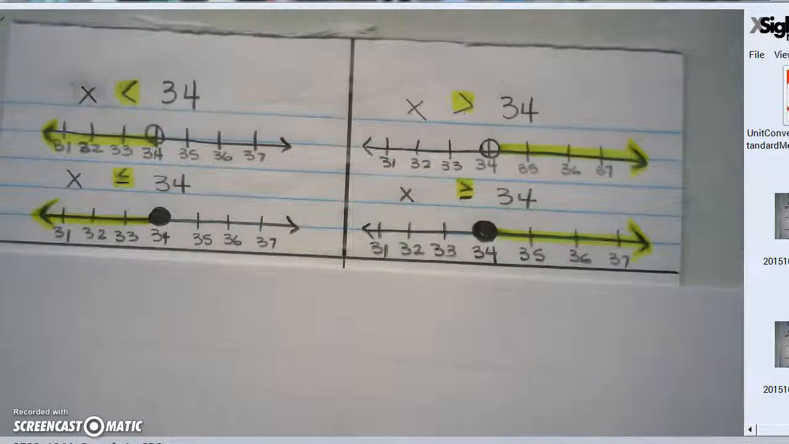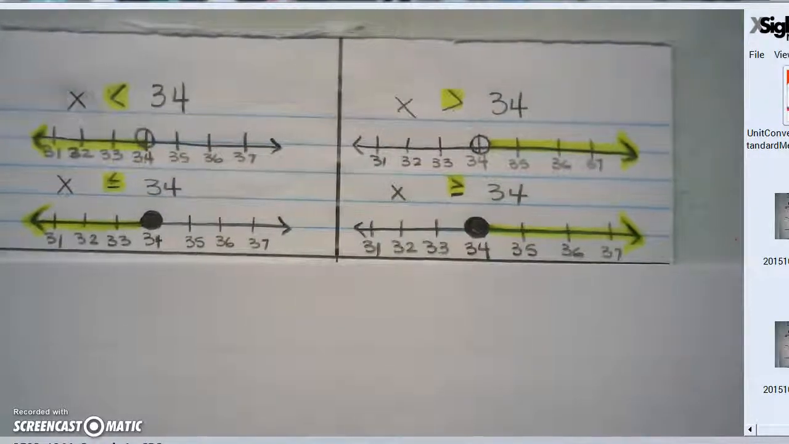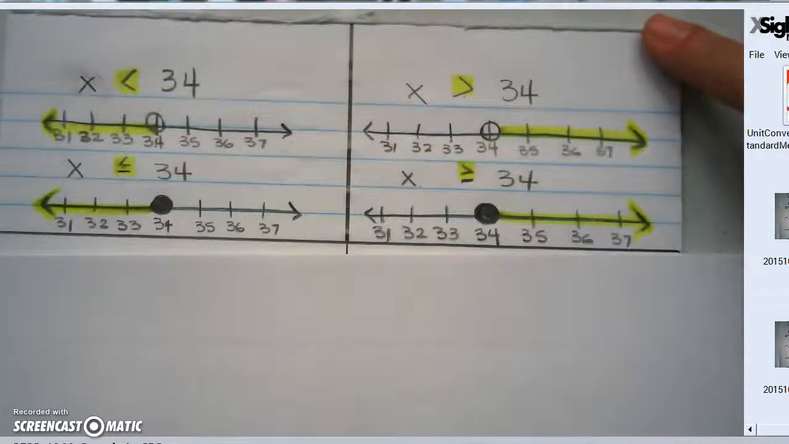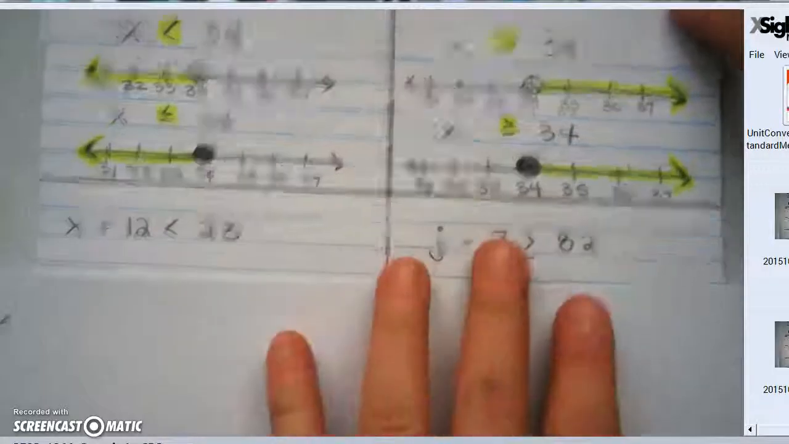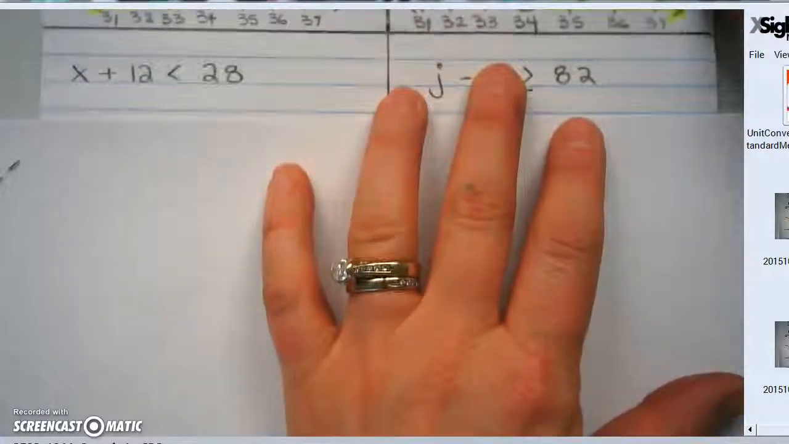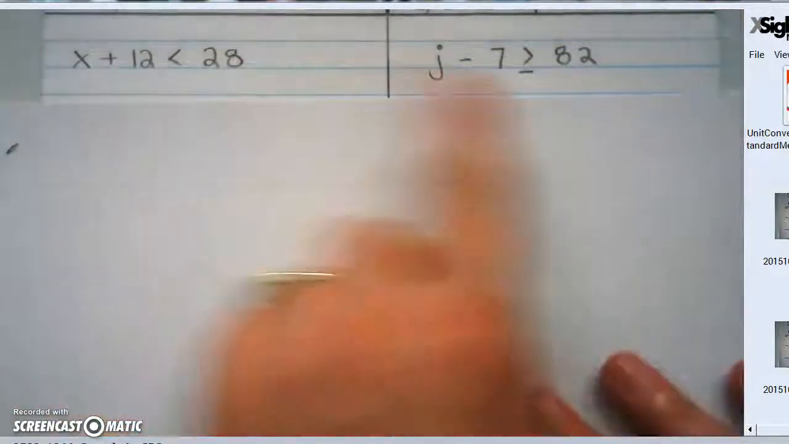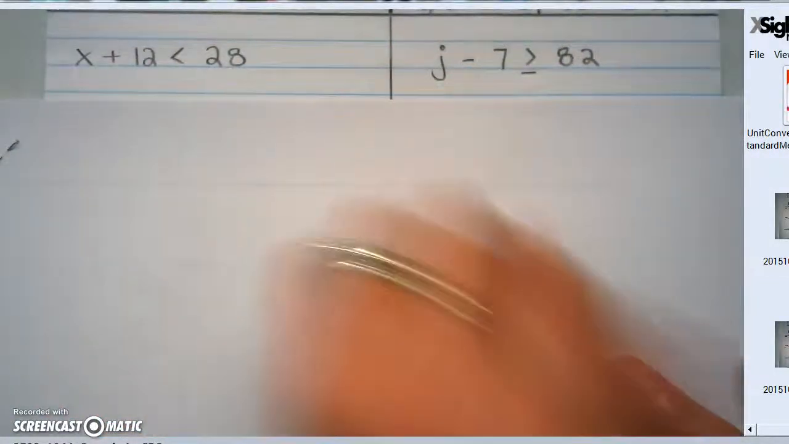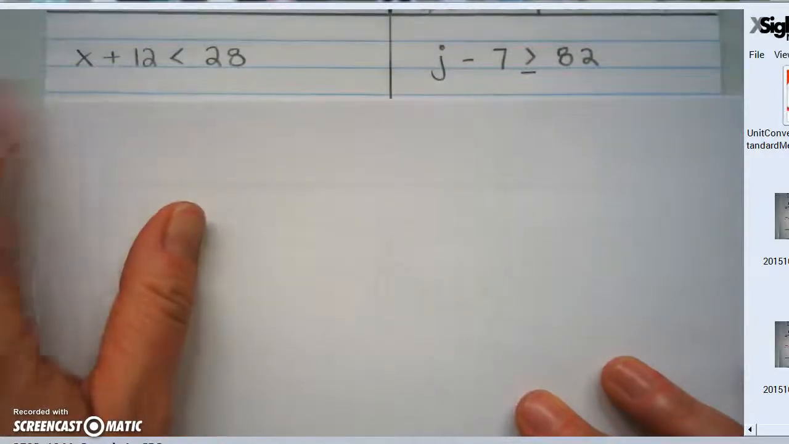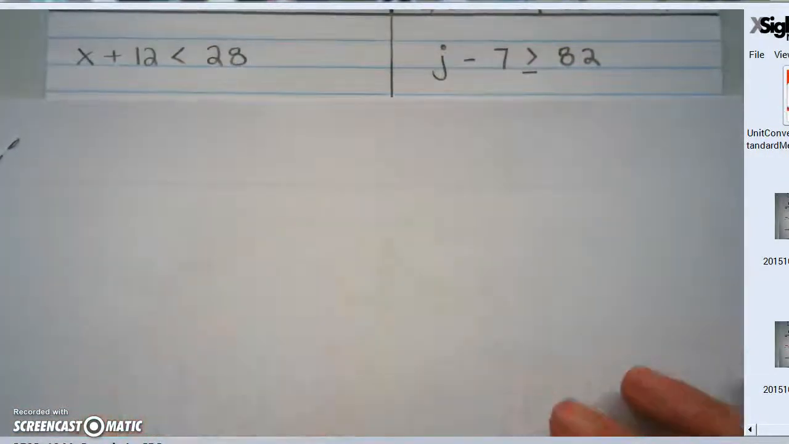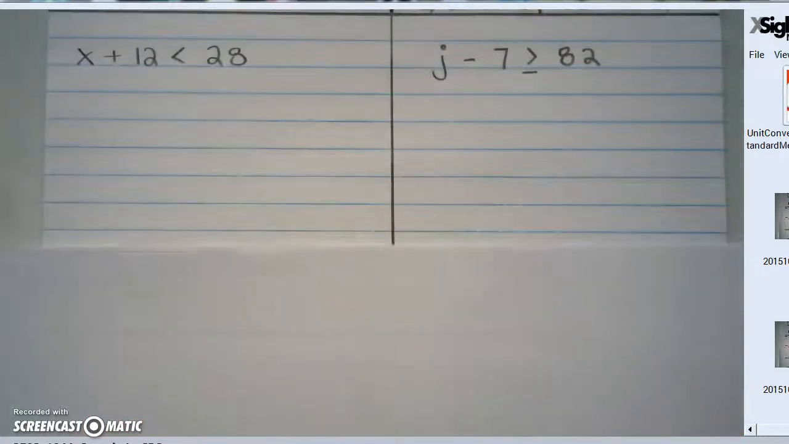Now that's just to kind of show you what they look like on a number line. But what we've been doing in class is solving algebraic inequalities. Let's take a look at a couple of those. We're going to start by looking at these two. Now, if you want to write them down so that you can keep up with me, you're welcome to do that. Or you can just kind of watch and see what it looks like. We'll talk through them. But let's take a look at these two inequalities.